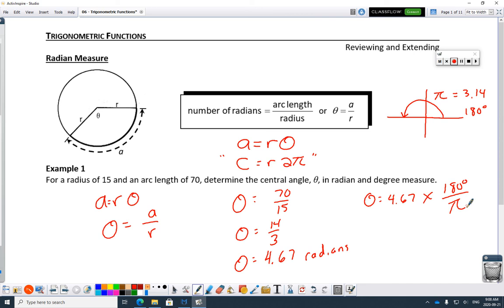Does this ring a bell? This is the one thing in online learning I think we sort of beat on a little bit, was how to convert back and forth. Then your calculator can take you the rest of the way. 4.67 times 180 divided by pi.